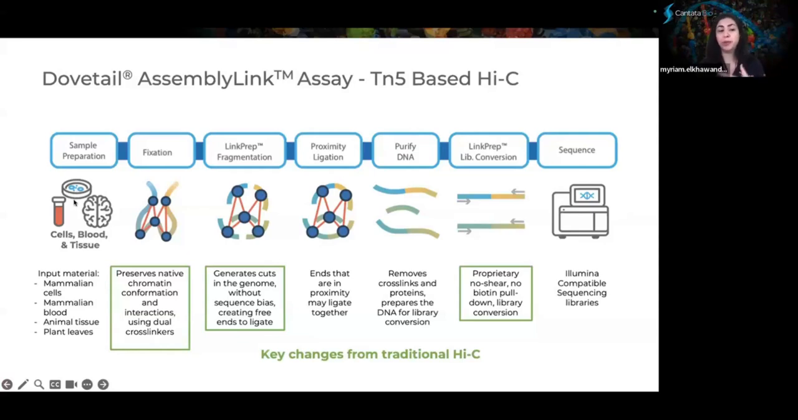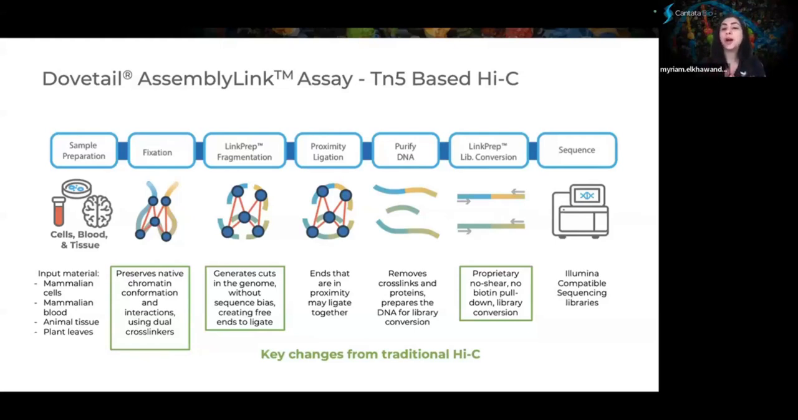You start with your sample. It can be blood, tissue, or cells. And then you cross-link the chromatin in the nucleus. The difference here is we don't only use formaldehyde for cross-linking, we use dual cross-linkers. We use formaldehyde and we use DSG.